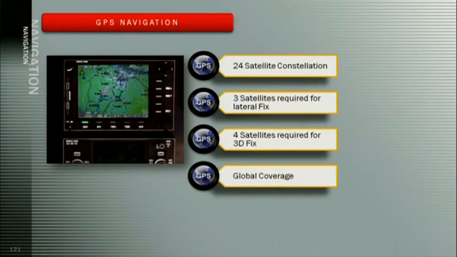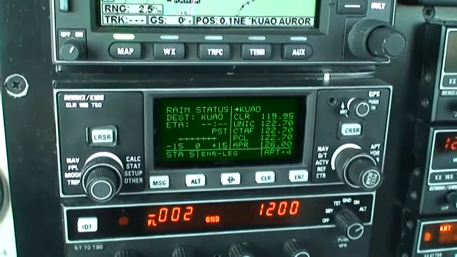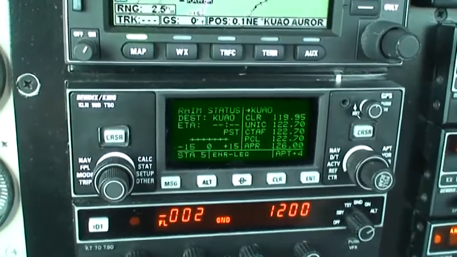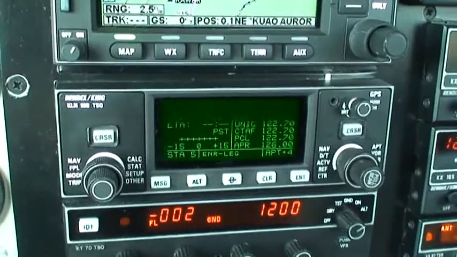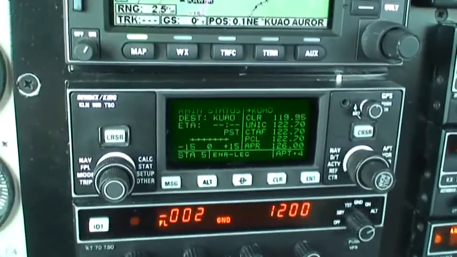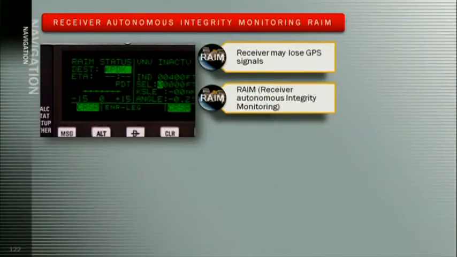Since the GPS system is not immune from system outages, and to ensure the acceptable signals, GPS systems use RAIM, R-A-I-M, or Receiver Autonomous Integrity Monitoring, to verify GPS signal strength for navigation. If the RAIM test finds the satellite signal is unacceptable, a RAIM warning appears on the annunciator telling the pilot to use another form of navigation.